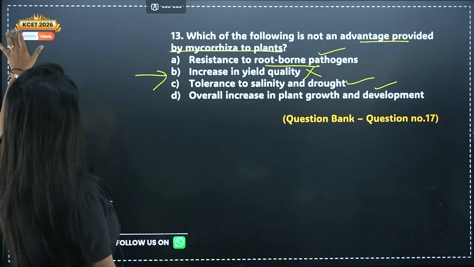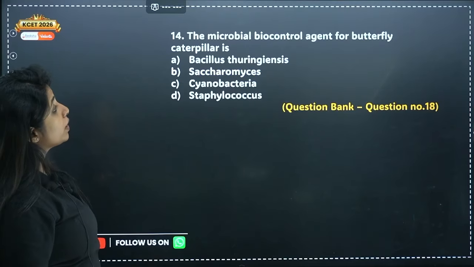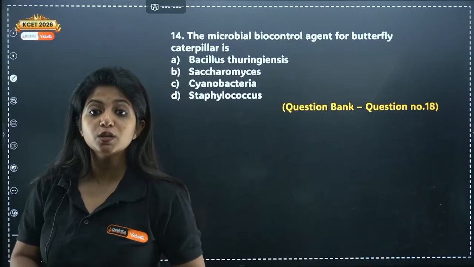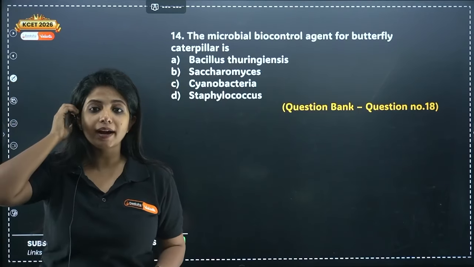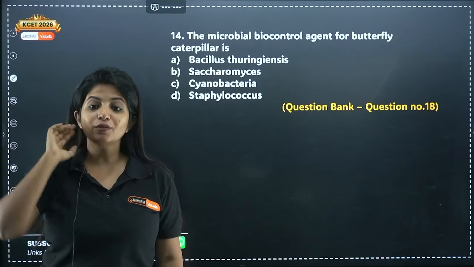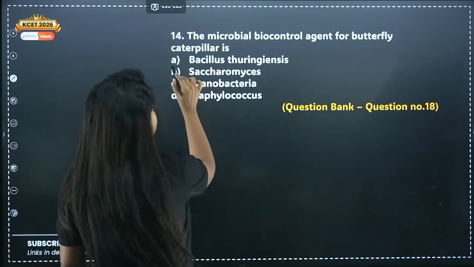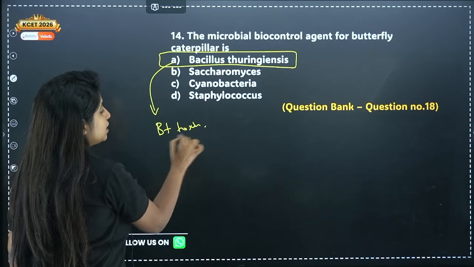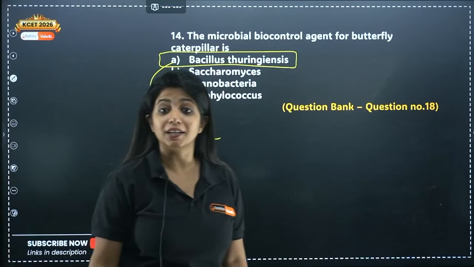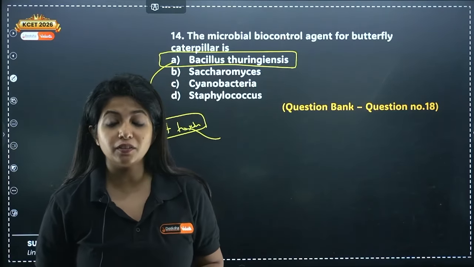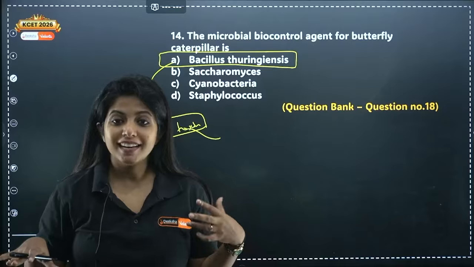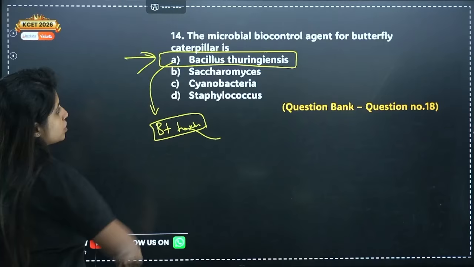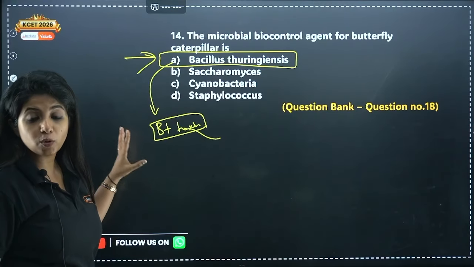Cool? Yes. The microbial biocontrol agent for butterfly caterpillar is what? Bacillus thuringiensis, Saccharomyces, Cyanobacteria, or Staphylococci. If you want to kill butterfly caterpillar, my dear children, you will use Bacillus thuringiensis. Why? Because Bacillus thuringiensis produces Bt toxin, which gets activated only inside the butterfly's gut. Why? Because inside the gut you have an alkaline pH. In the alkaline pH, this toxin becomes active and can kill the organism. So the answer for this question is Bacillus thuringiensis. They come under biocontrol agents.